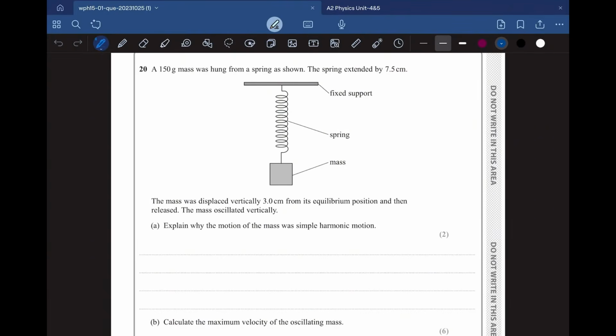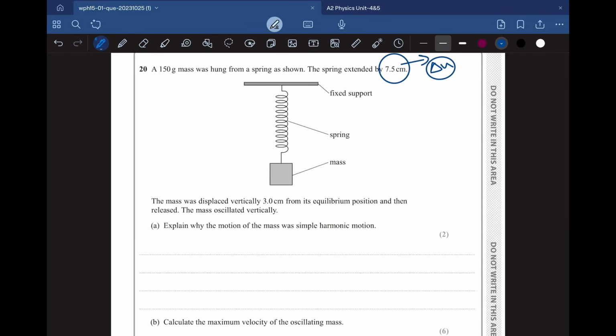Now in this question it says a 150 gram mass was hung from a spring as shown. The spring extended by 7.5 centimeter. So it's extended by 7.5 centimeter means it is the change, right? So it is del x. This is going to be my del x, right? Now the next part says the mass was displaced vertically 3 centimeter from its equilibrium position. So it was displaced 3 centimeter from its equilibrium position.